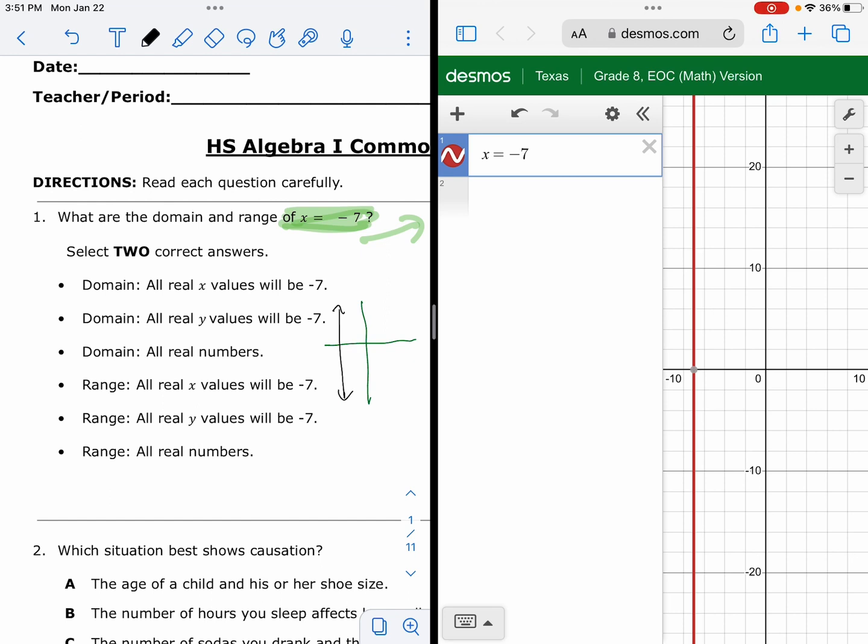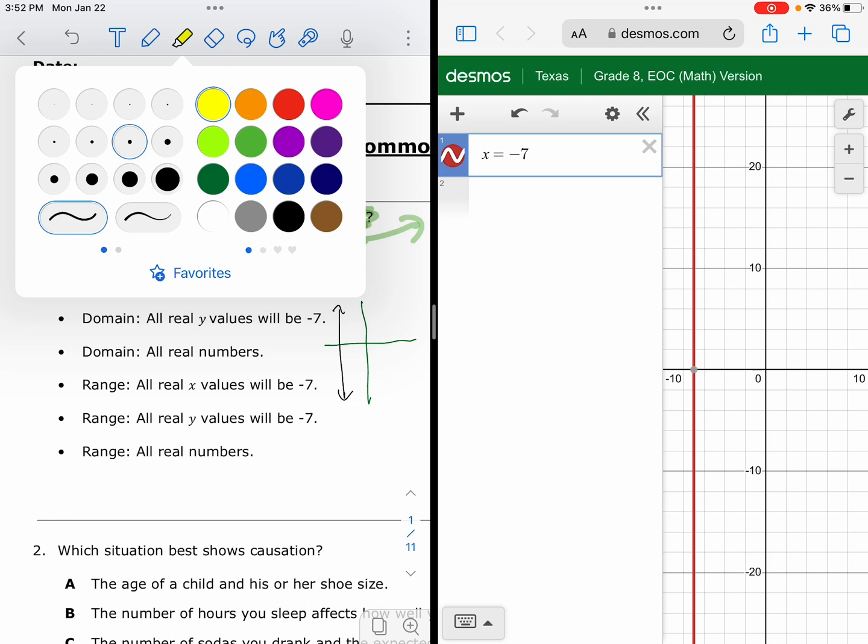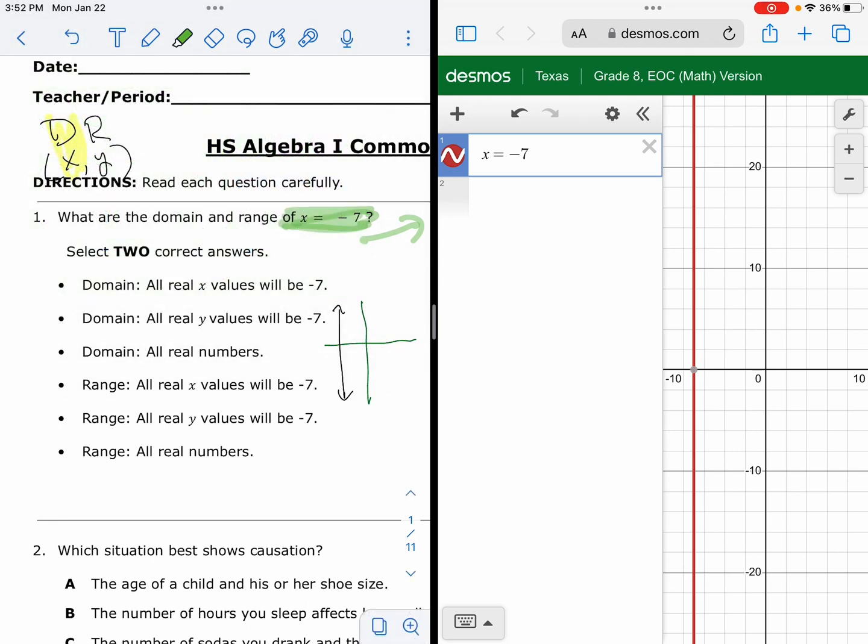Now, when I do domain or range, I want to remember Dr. X, Y. The reason I say Dr. X, Y, D, domain, R, range, they're in alphabetical order. So is an ordered pair, X, comma, Y. The D goes with your domain, which is X, and the Y goes with range, okay? So domain X, range Y.